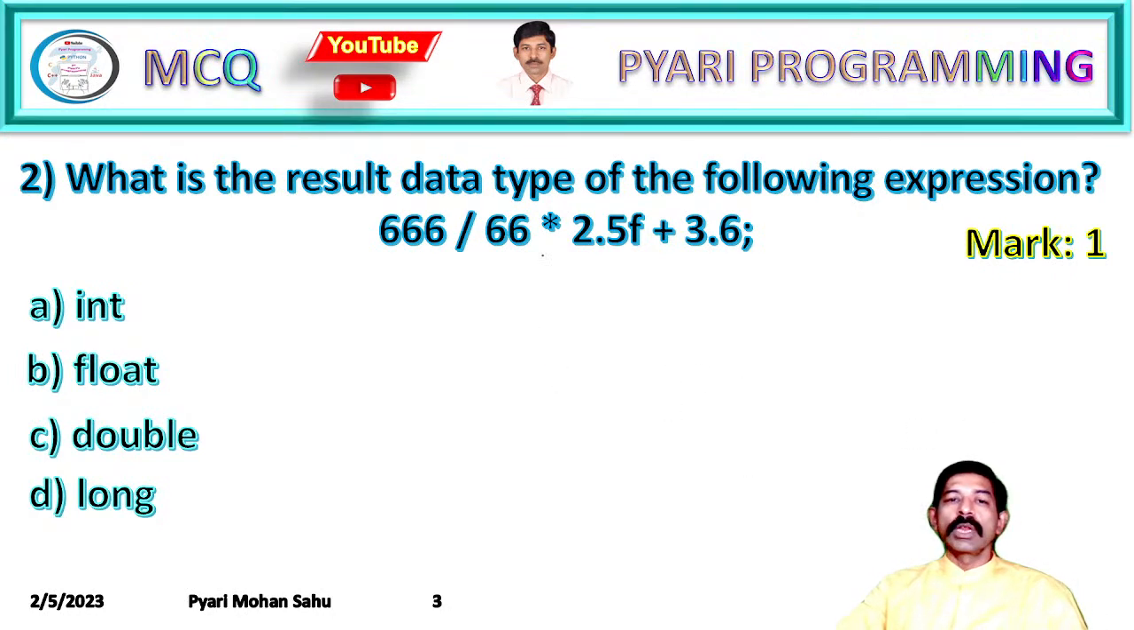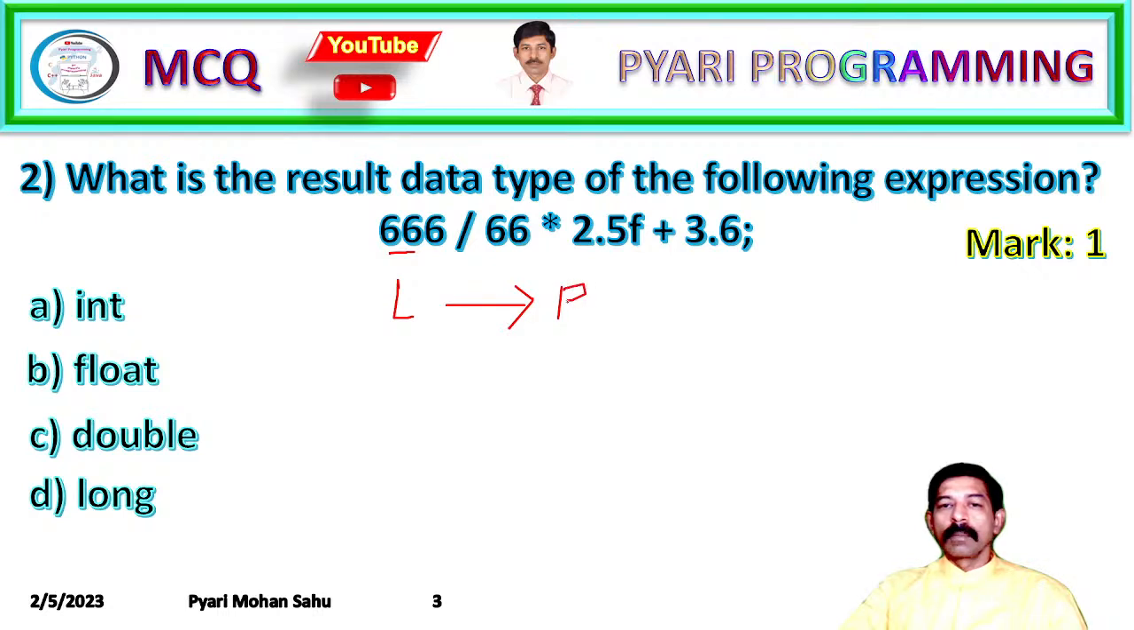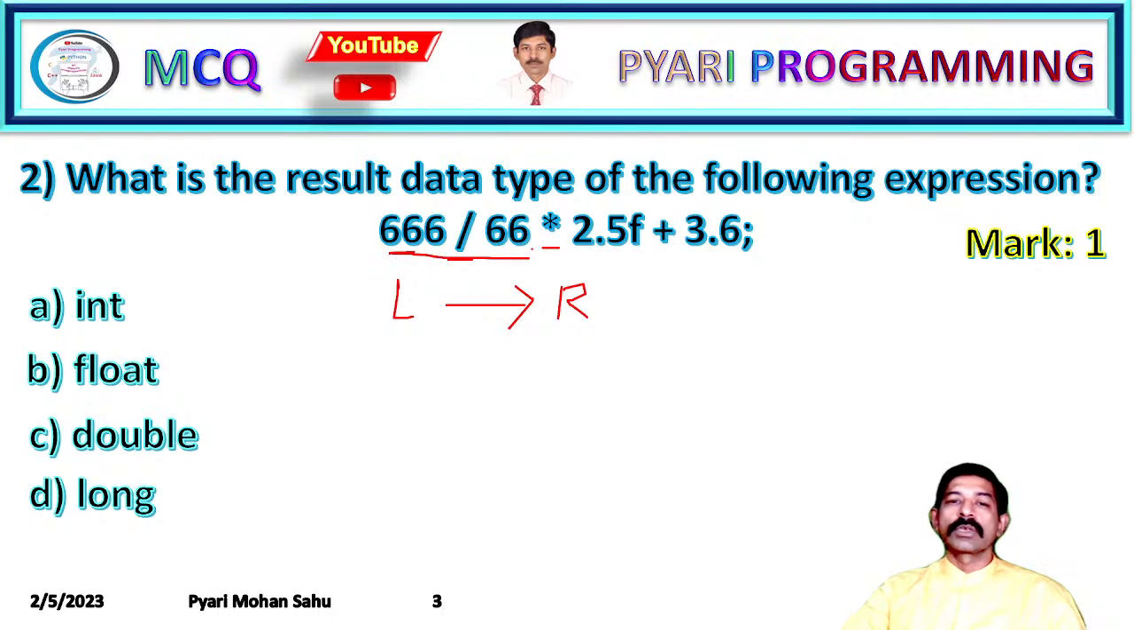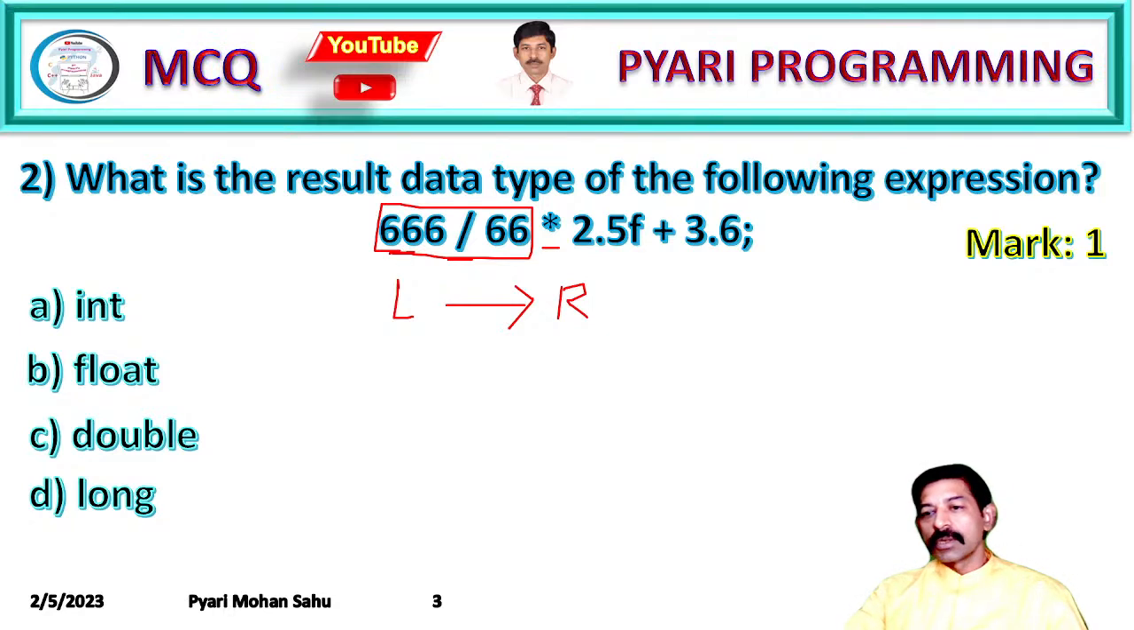Now, let me tell you, this is an impure expression. Integer divided by integer. Expression evaluation starts from left to right. But based on the higher priority, we have higher priority operators called division and multiplication. Both are the same, so it will start from left to right. So 616 divided by 66 will be done first. Now this is integer divided by integer. The result type of 616 divided by 66 is what?